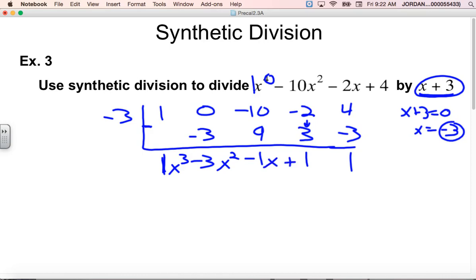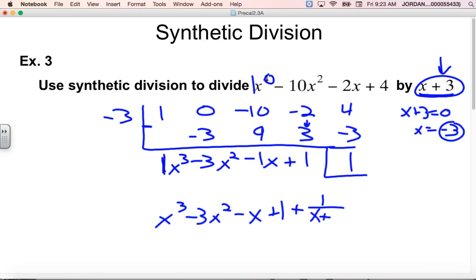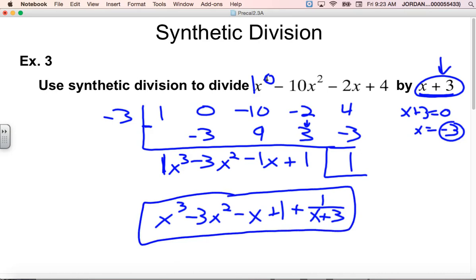And you say, well, what's this other 1 out here? Well, that's the remainder. You'll see this a lot, this little box put around it to show that that's the remainder. So now our answer is x cubed minus 3x squared minus 1x plus 1, and then we've got a remainder of 1. So we take that remainder and do the same thing we did with long division. We add it over the divisor. Remember, the thing we divided by was x plus 3. So we do plus 1 over x plus 3, and that is our simplified answer.